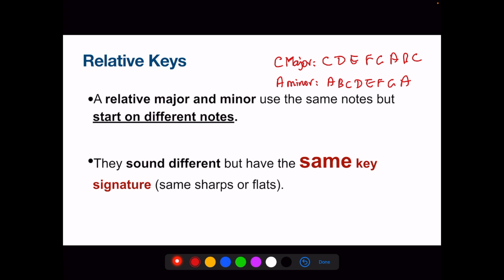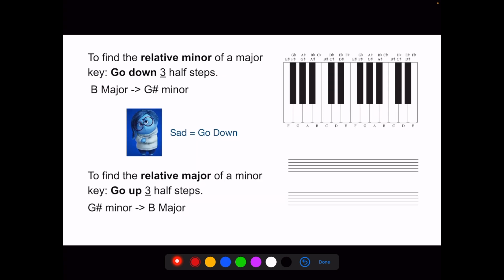So how do we find relative keys? Well, to find the relative minor of a major key, go down 3 half steps. So if we're trying to find the relative minor of C major, you just have to go down 3 half steps. So from C, 1, 2, 3. C major and A minor. These are going to be relative keys.